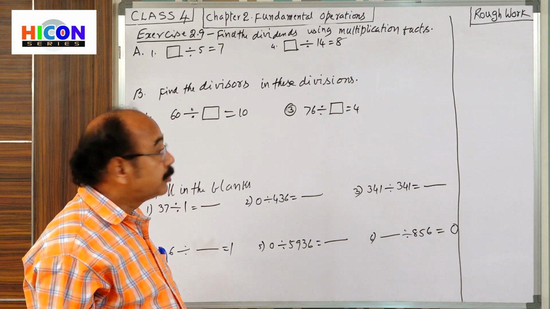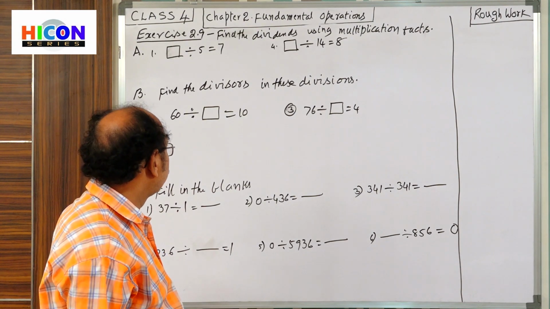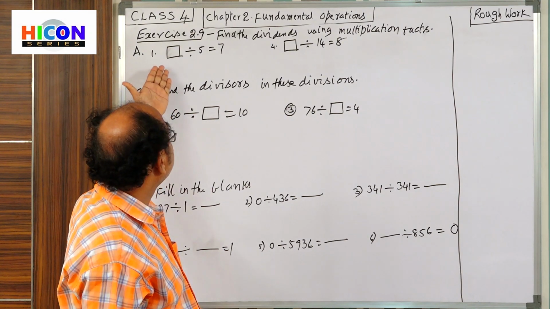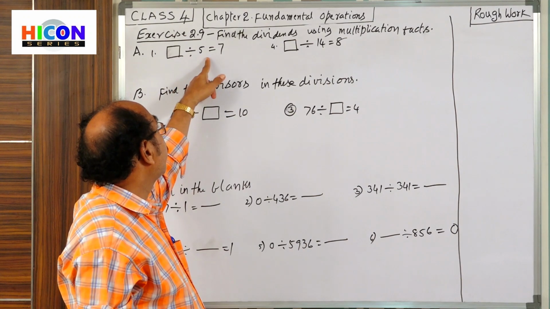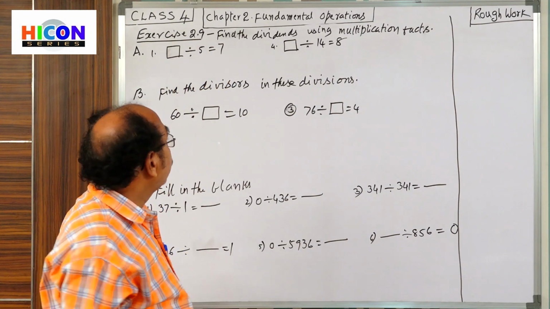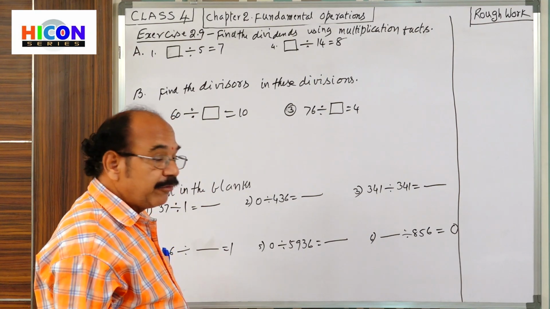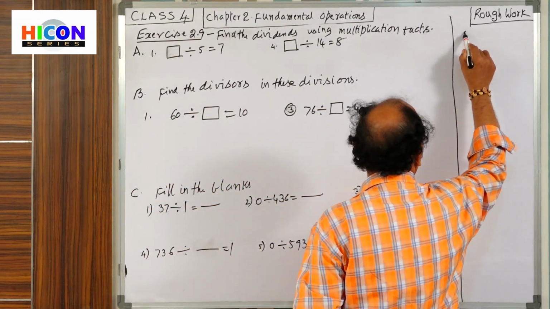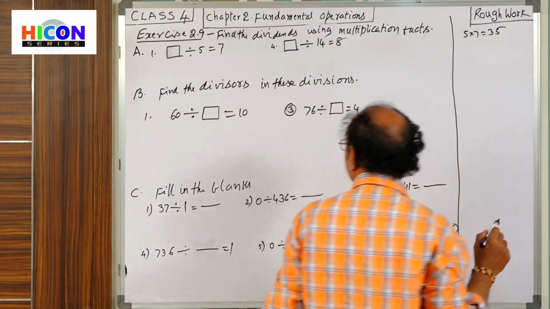Using the multiplication fact. See, in Section A, the first one is: box divided by 5 is equal to 7. You know that 5 into 7 is equal to 35. 5 sevens are 35.